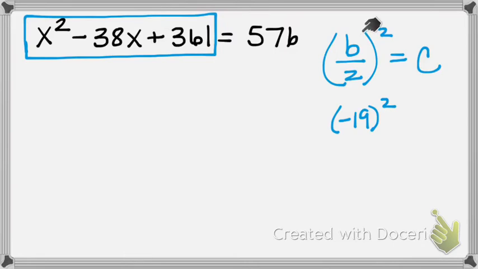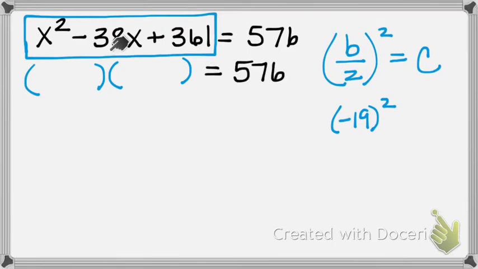So anytime b over 2 squared equals c, you see how we took this, divided it by 2 and squared it, and we got that? That means that this is a perfect square. So this would factor down to, let's make our 2 parentheses. The two numbers that multiply to 361 and add to negative 38 are negative 19 and negative 19. So this is what this factors down to.